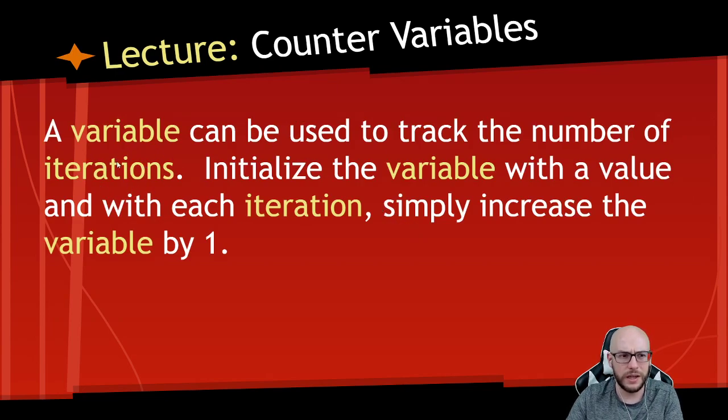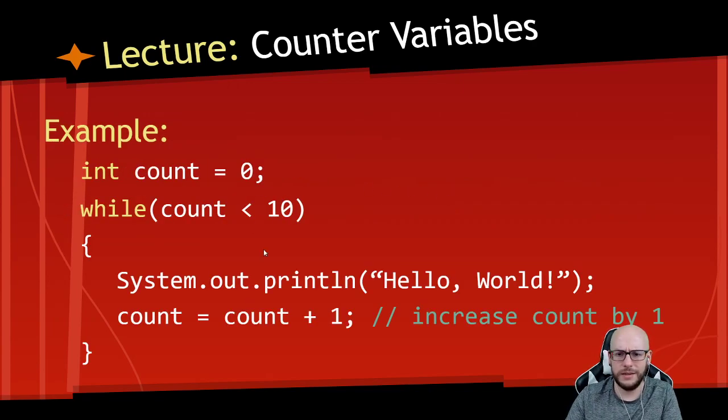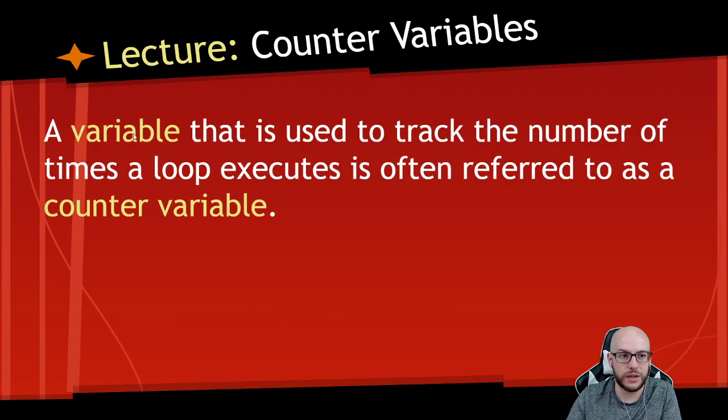We haven't really formally talked about this word, but an iteration is a single execution of the loop. The idea is that we're going to initialize the variable with a value, and each iteration simply increase the variable by 1. That's what we're doing with x in our program. That's what we did with number in sum 100. This is going to loop 10 times. Right, we're starting at 0. We're going up to 10, not actually 10. Right, as long as count is less than 10, we're going to print off hello world and increase our count by 1.